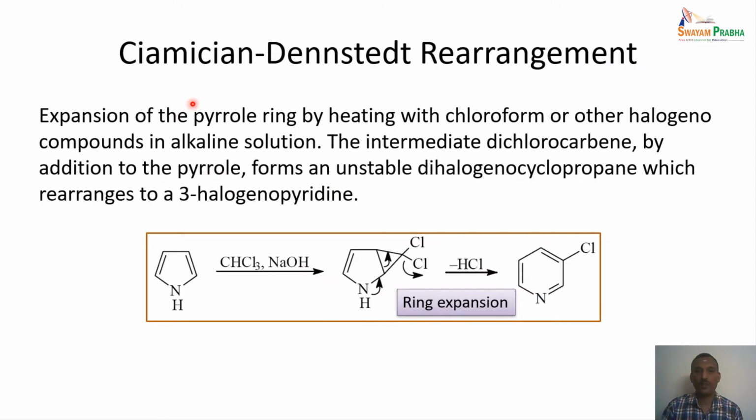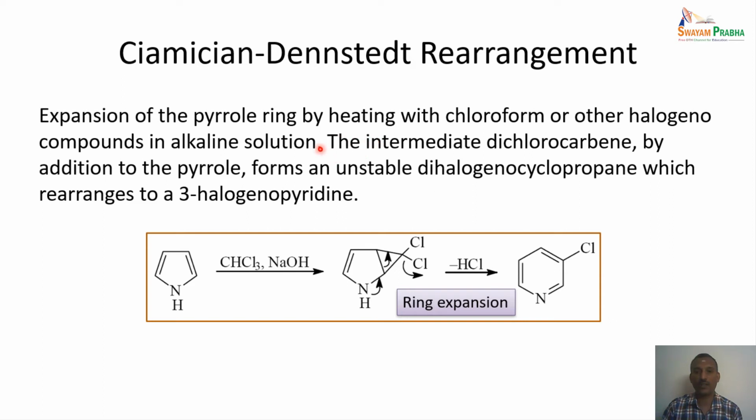Then the Ciamician-Dennstedt rearrangement. This is basically a ring enlargement or ring expansion reaction. So this reaction is basically similar to the generation of the dichlorocarbene, because chloroform and sodium hydroxide treatment generally gives the dichlorocarbene. So the dichlorocarbene adds to this particular double bond to give a cyclopropyl derivative, that is the dichloro derivative. And this cyclopropyl dichloro derivative undergoes ring expansion with the loss of HCl to produce the ring expanded pyridine derivative. So this is basically the ring expansion reaction.